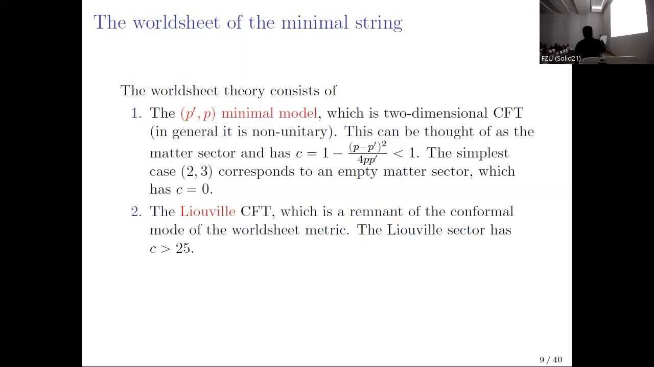And well, then of course, since you haven't saturated the central charge to 26, the conformal mode of the metric remains dynamical, and it forms this Liouville CFT. And this Liouville CFT has central charge C bigger than 25. It's bigger than 25 by the amount this is less than 1. So the total central charge is 26. And then, of course, we have the bc ghost with C equals minus 26. Okay, so this is the worldsheet theory that we are going to study. This is the string theory.